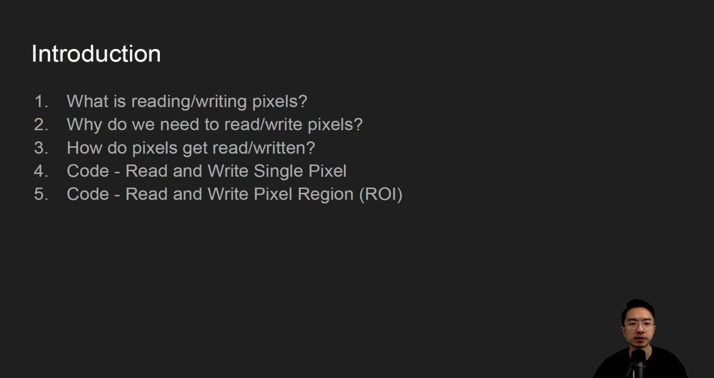Alright, so in this video, we're going to talk about reading and writing pixels using OpenCV and Python. We're going to talk about what reading and writing pixels is, what we mean exactly when we say that, why we need to read and write pixels, and how pixels get read and written. And then we'll go into some coding examples, reading and writing single pixel values, and then reading and writing regions of your image. Okay, so that will be the more interesting one.